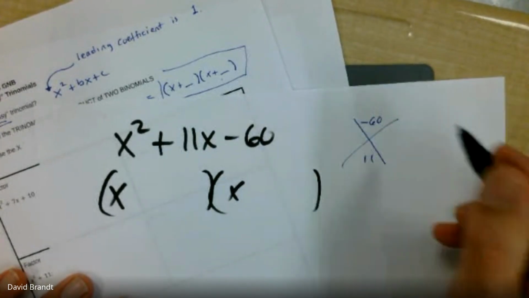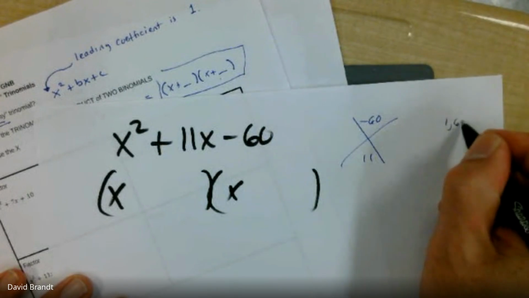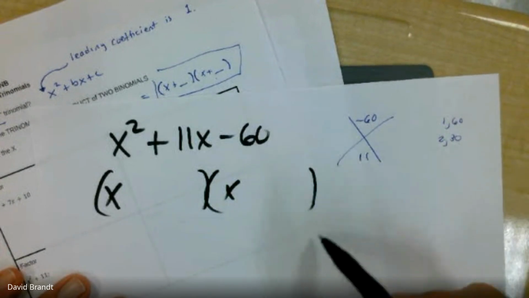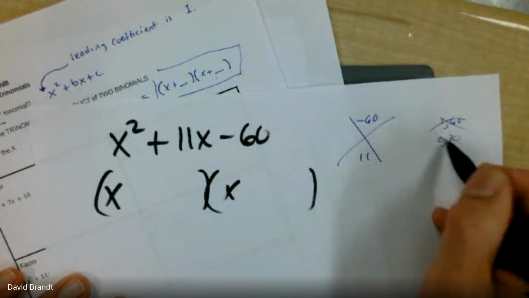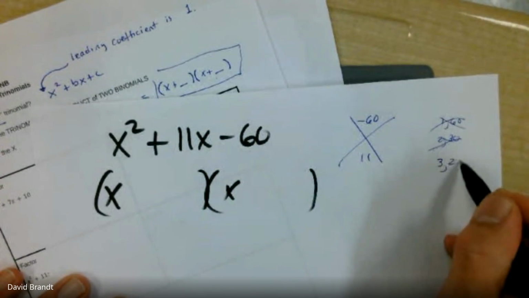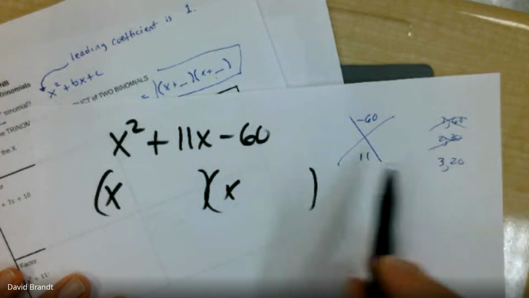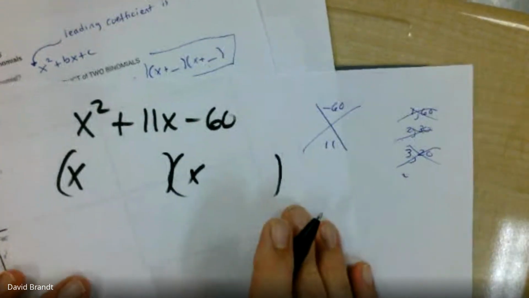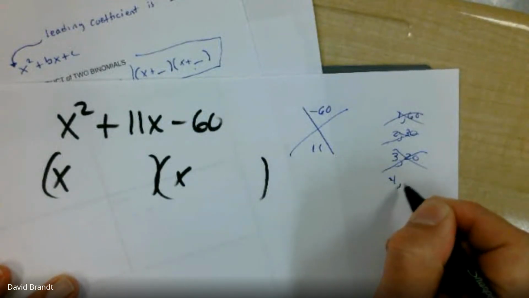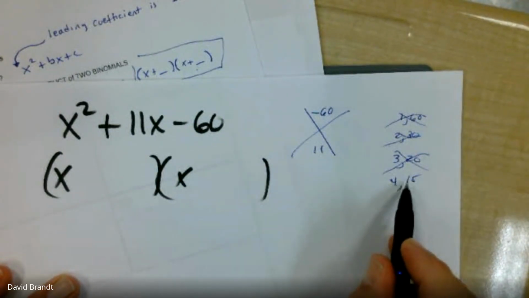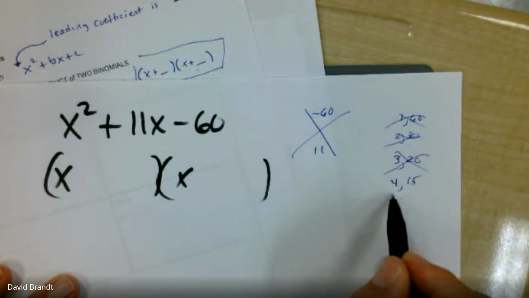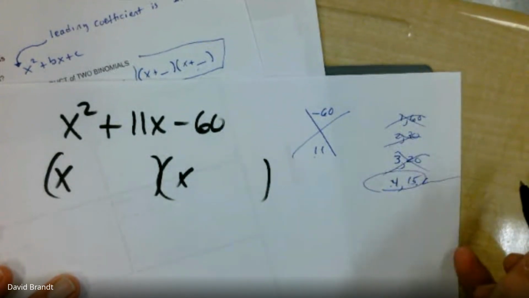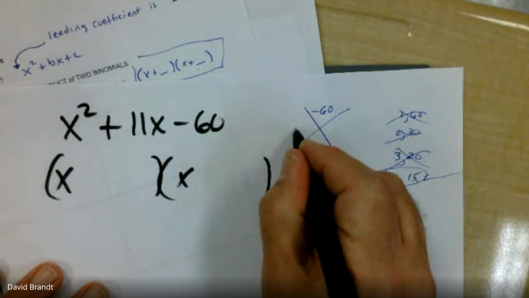Let's think of numbers that multiply to 60. 1 and 60, that ain't going to work. 2 and 30. Is there any way 2 and 30 can add up to 11? Nope. 3 and 20. Is there any way 3 and 20 could add up to 11? Nope. Let's try 4. Does 4 go into 60? 4 and 15. 4 times 15 gives you 60. Is there any way that 4 and 15 can come out to 11? Yes.